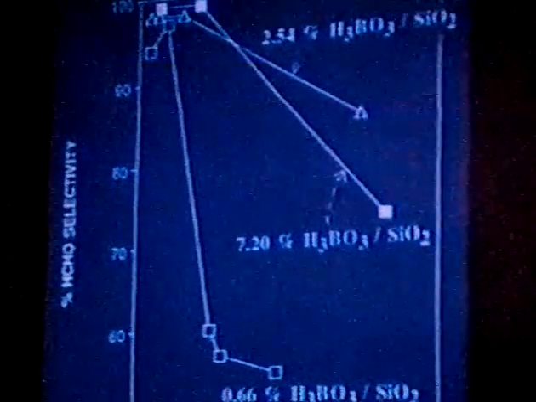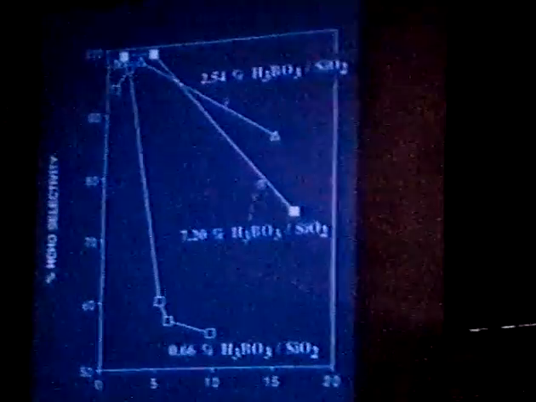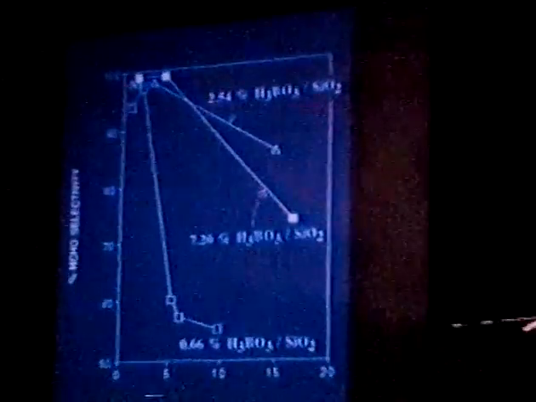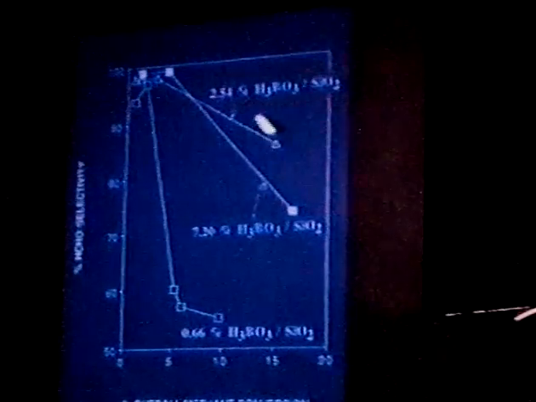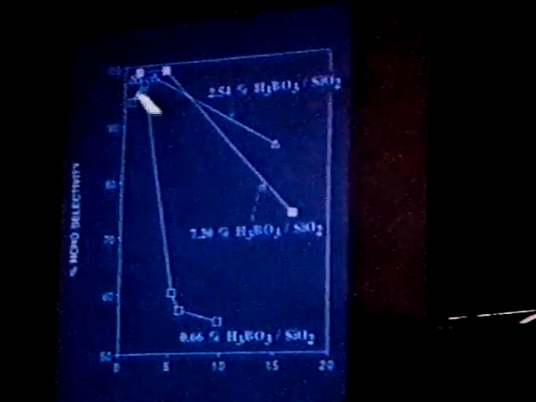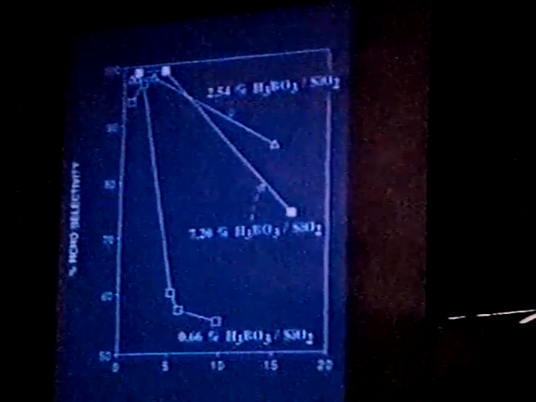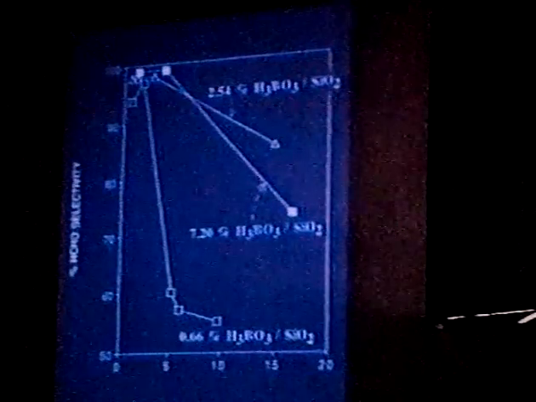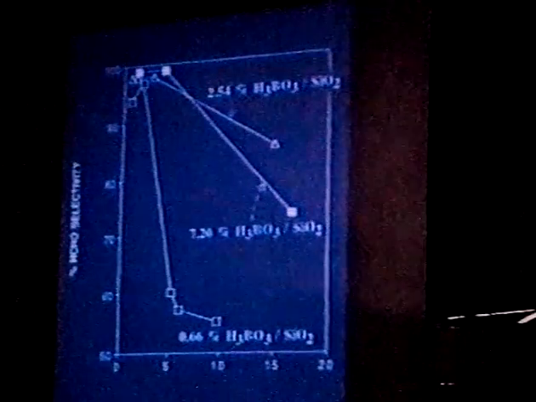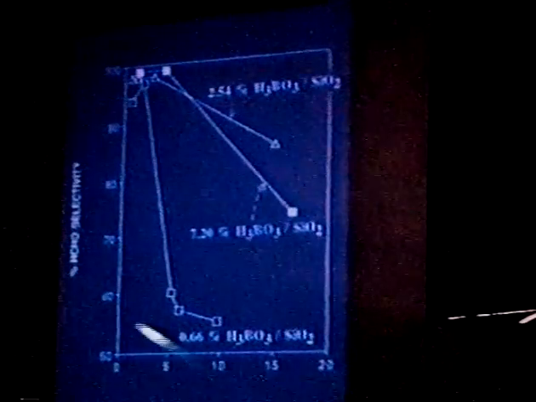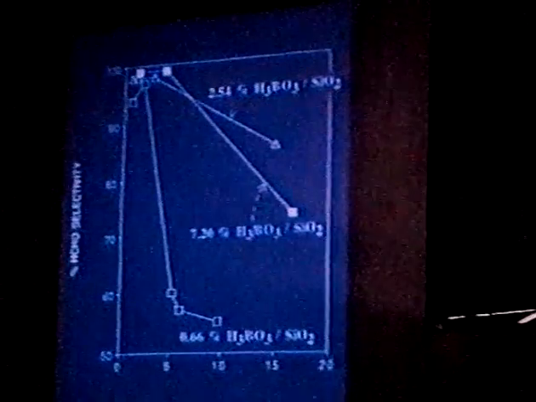Now this graph shows the effect of boric acid co-gelation on the formaldehyde selectivity. We see that as the loadings of boron increased, the formaldehyde selectivity could be preserved at high levels at very good methane conversions. Now the blank Ludox support prepared by a similar gelation method had a somewhat lower formaldehyde selectivity than the boric acid compounds.